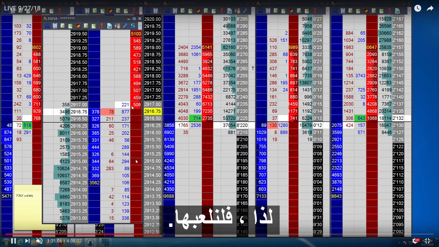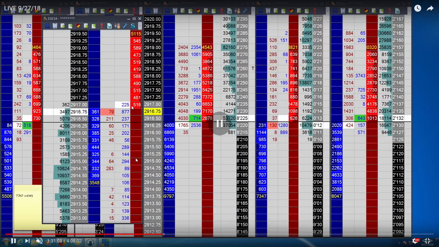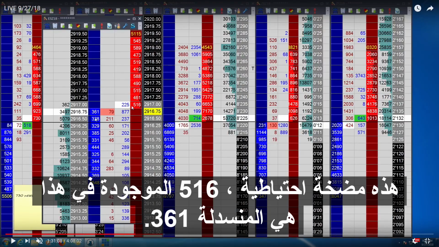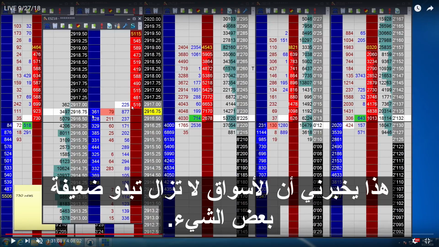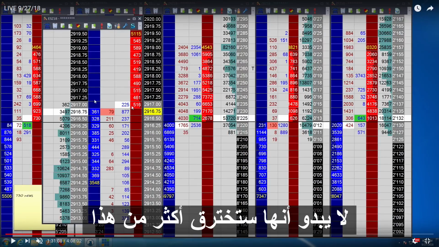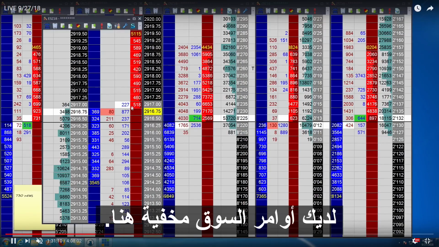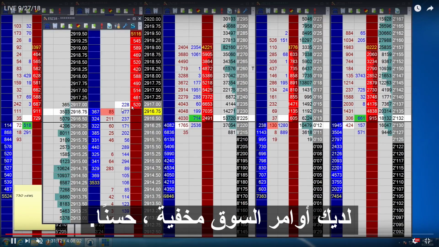So let's play it. Okay, now it's kind of reversed. This is pumped back up to 516, and this is dropped down to 361. This is telling me the market's still looking a little weak. It's not looking like it's going to break through anymore at this point. However, we want to watch it. You're having market orders hit in right here.